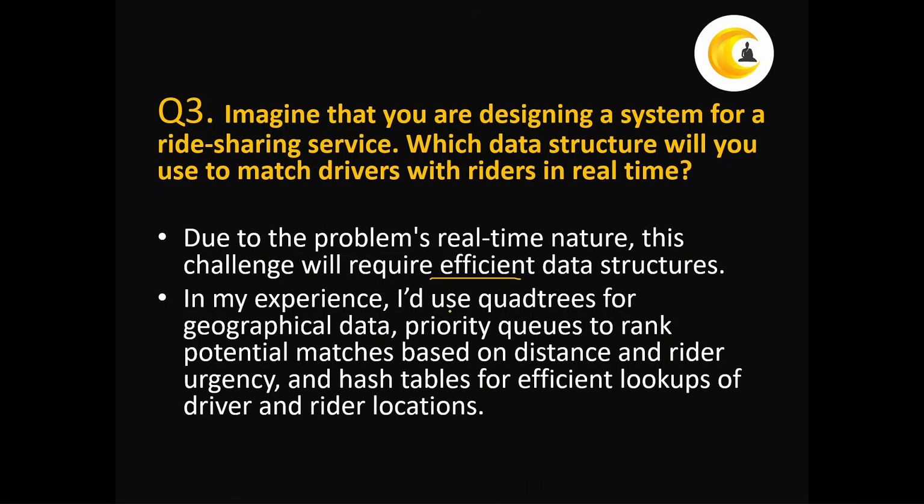In my experience, we just spoke about quad trees, right? Because I need the geographical data of the driver and the driver needs my geographical data. So what will I use? I will use a quad tree for geographical data, priority queues to rank the potential matches based on distance and rider urgency, and a hash table for efficient lookups of driver and rider location. So three things: quad tree, priority queue, and hash table.